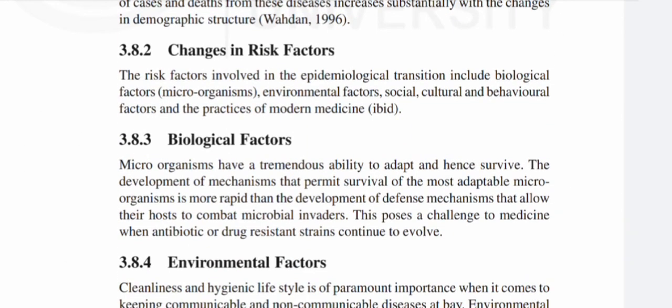The risk factors involved in the epidemiological transition include biological factors, microorganisms, environmental factors, social, cultural, and behavioral factors, and the practices of modern medicine. Biological factors: microorganisms have a tremendous ability to adapt and hence survive. The development of mechanisms that permit survival of the most adaptable microorganisms is more rapid than the development of defense mechanisms that allow their host to combat microbial invaders. This poses a challenge to medicine when antibiotic or drug resistant strains continue to evolve. Here we will use super drugs.